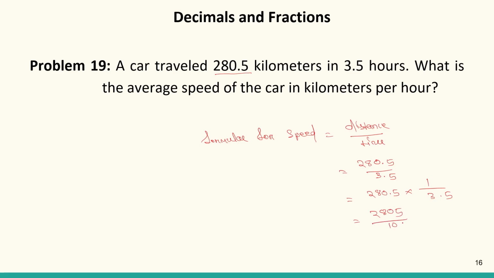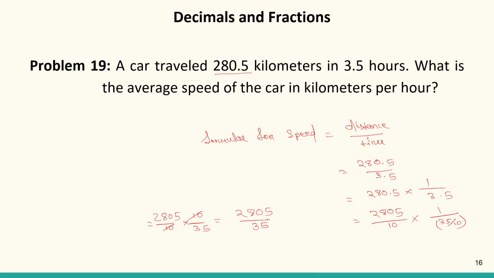2805 by 10, this is what I can write, and we can write this as 1 by 35 by 10, right? So what it becomes is 2805 by 10 into 10 by 35. So this cuts down, and what we get is 2805 by 35. So this is the answer in kilometers per hour.